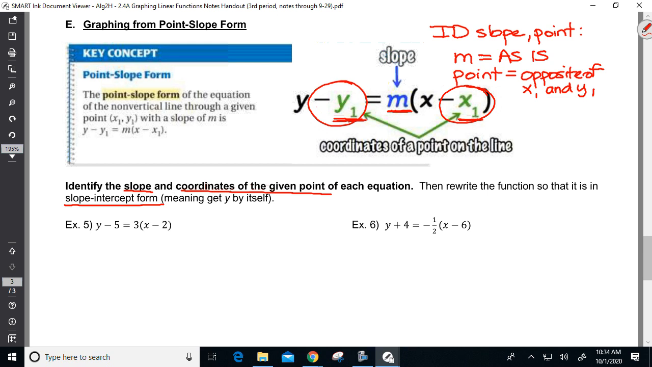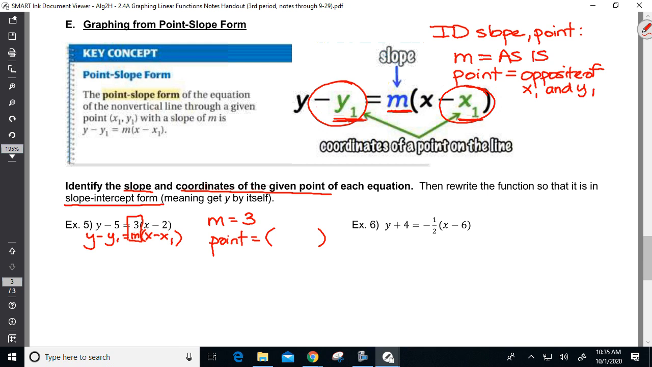So for example 5, y minus 5 equals 3 parentheses x minus 2. I'm going to put the point slope formula underneath so that we can identify it. So again, slope we take as is. For the point.